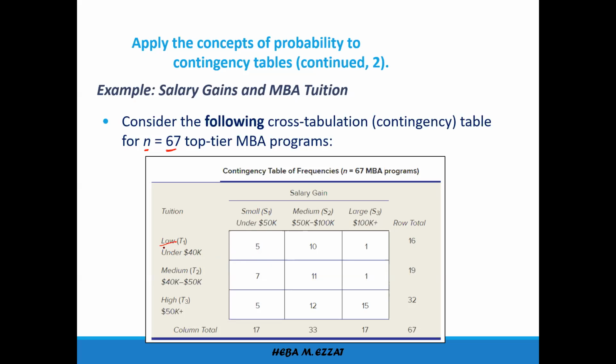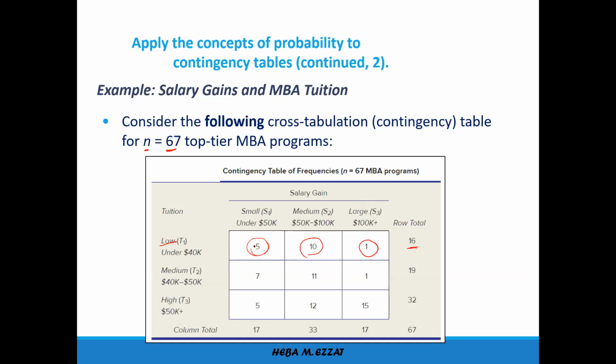If the employee studied at a low tuition college, classified as under 40K, where K refers to 1,000, so the program was provided with under 40,000, in this case we find that only 5 cases got the small salary gain, and 10 cases were more lucky and got the medium salary gain, and only one of the 16, this is the total of the row, of all individuals included within the low tuition fees, got the large salary gain.